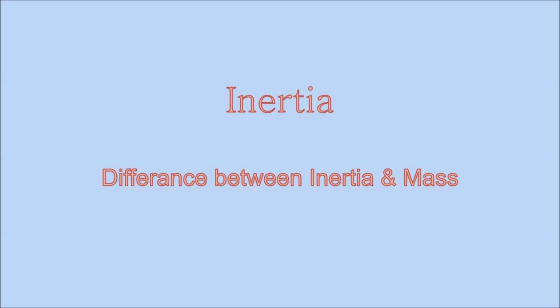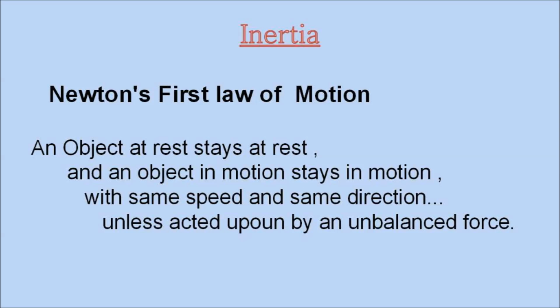Today's topic is inertia, and lastly we see the difference between mass and inertia. To know the concept of inertia, we first know Newton's first law of motion, that is, an object at rest stays at rest, an object in motion stays in motion with the same speed and same direction unless acted upon by an unbalanced force. It simply means the objects keep on doing what they are doing.